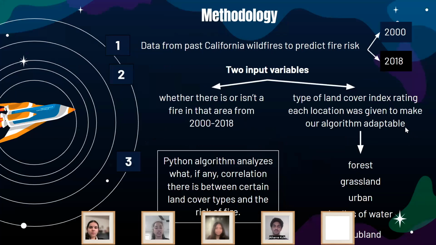Now on to methodology. Our project uses data from past California wildfires to predict fire risk. We used historical data and land cover types such as forests, grasslands, shrublands, urban, and bodies of water. Our algorithm analyzes if there's correlation between certain land cover types and the risk of fire.